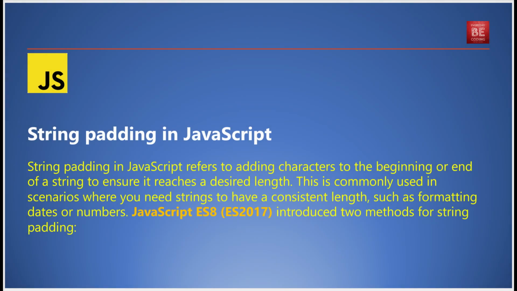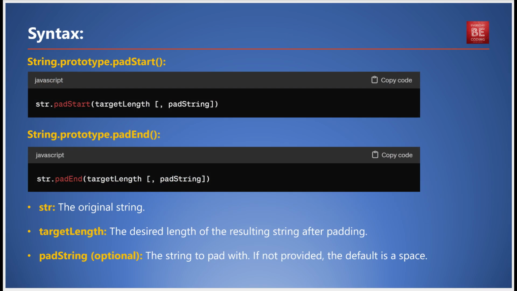Have you ever wondered how to ensure consistent string lengths in JavaScript? String padding might just be the solution you're looking for. This technique involves adding characters to the beginning or end of a string until it reaches a certain length. This proves particularly useful when you need strings to maintain a consistent length, like when formatting dates or numbers. The ES8 or ES2017 version of JavaScript introduced two methods to facilitate string padding: padStart and padEnd. The syntax is straightforward. For padStart, you write your string, followed by padStart and the target length. Similarly, for padEnd, you write your string, followed by padEnd and the target length.